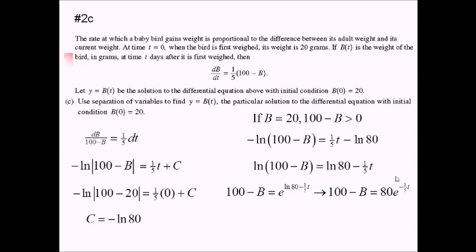Next, let's subtract 100 from both sides. So this takes a lot of steps to isolate this. So there we go, 100 subtracted. And now finally, I multiply everything by -1 again to get b all by itself. So that's 100 minus 80 e to the negative 1/5 t.